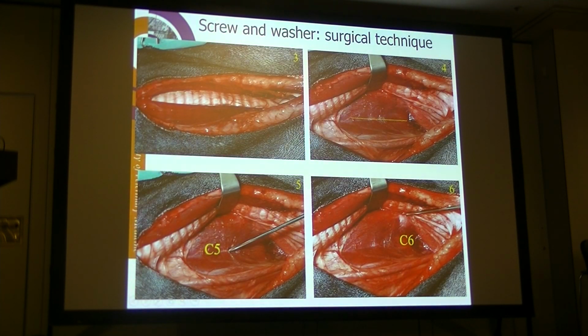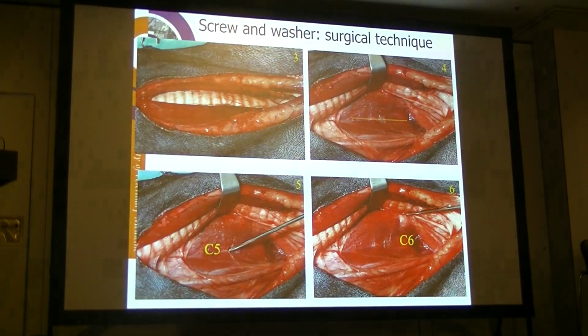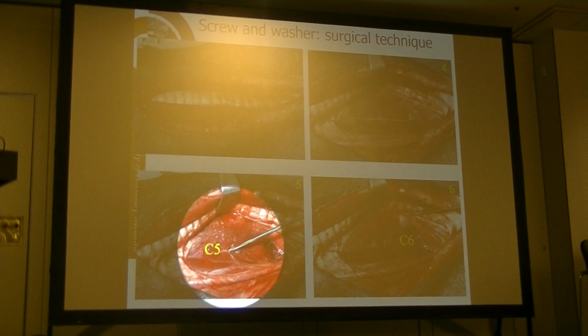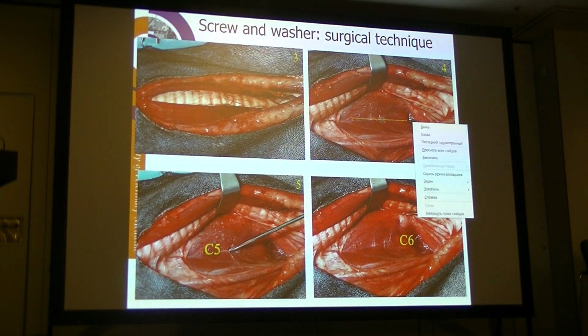So this is our routine approach, the ventral approach to the cervical spine. This is the trachea, and here we have the midline incision in the longus colli. And the longus colli here is visible on the ventral side of the spine. And then we start orientating ourselves on C5 and C6, and we find the exact place where we need to go.